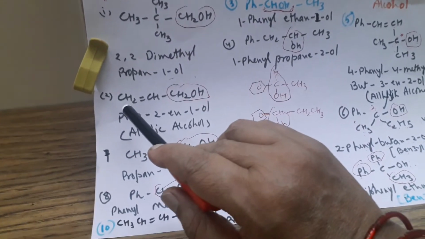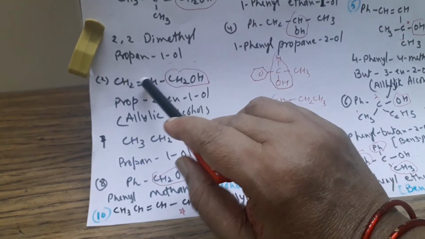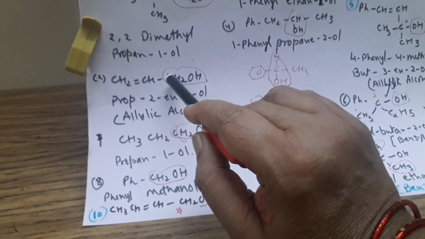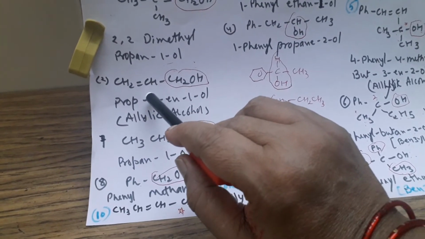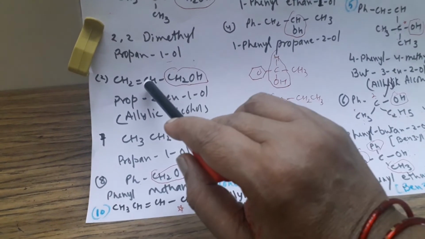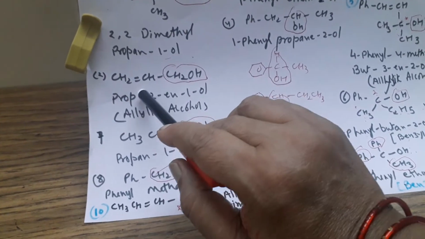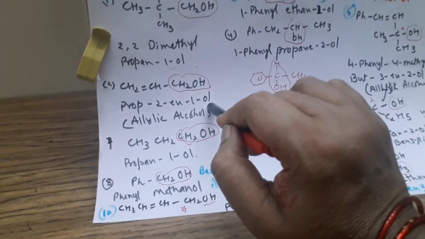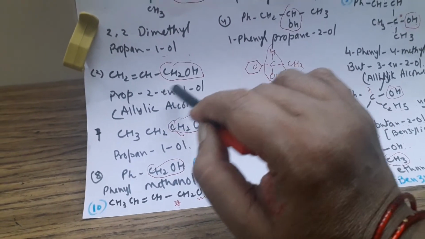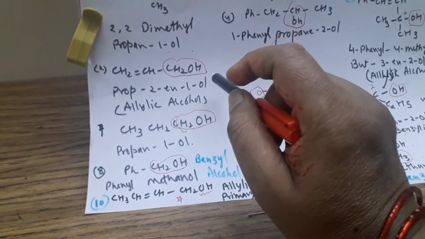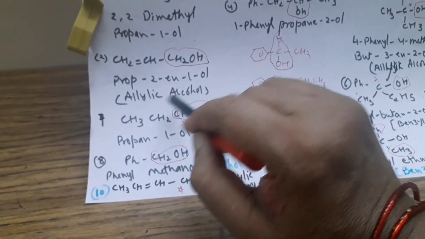Here see this primary alcohol, CH2=CHCH2OH. Now here 1, 2, 3. There is unsaturation. How many carbons? 3 carbons, so we'll write prop. Then the primary suffix: en, with 2 in 1, 2, the double bond is between the second carbon and third carbon. So we'll call it prop-2-en-1-ol. This is allylic alcohol. We discussed this. Again I will discuss it, but first I will cover primary, secondary and tertiary alcohol.